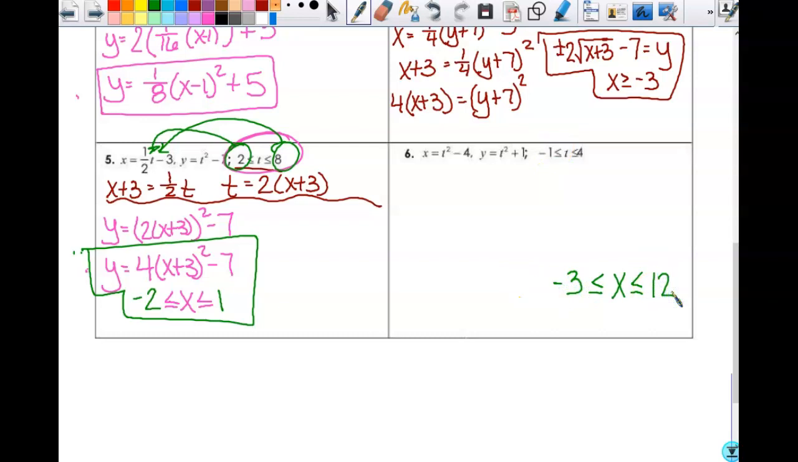Did you get between -3 and 12? Yes. So we all understand where to get that from then. Okay. Just wanted to make sure, because that's what makes that one different. Okie dokie. Let's look at number 7.